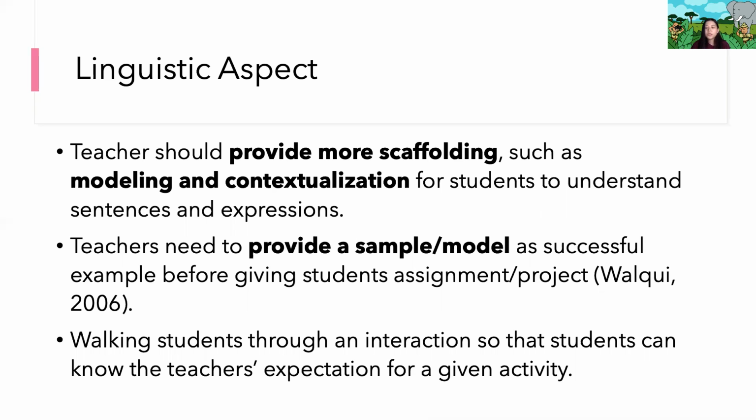In terms of modeling, teachers need to provide a sample or a model as a successful example before giving students the assignment or project. Also, instead of just giving students the example, teachers need to walk students through the example via interaction so that the students can know the teacher's expectation. Through the process of illustrating the examples, teachers can take questions from the students so that they can better clarify what they expect the assignment to look like.